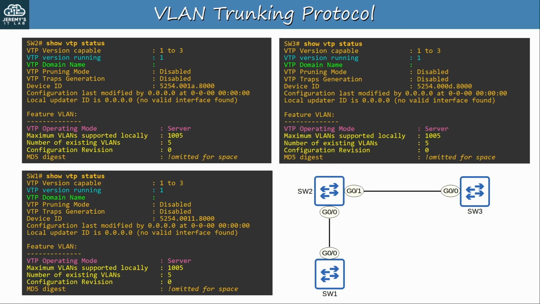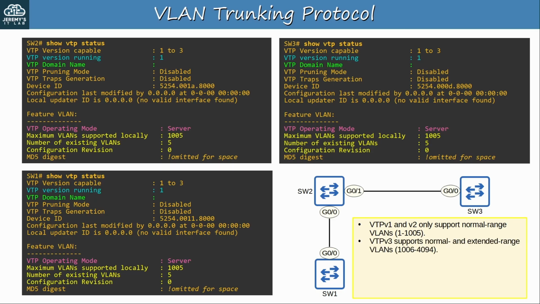And let's look at these 3 lines here. Maximum VLAN supported locally is 1005. Why is that? VTP version 1 and version 2 only support normal range VLANs, so VLANs 1 through 1005. Version 3 supports normal, 1 through 1005, and extended range, 1006 through 4094. So that's why these switches running version 1 only support 1005 VLANs at the moment.